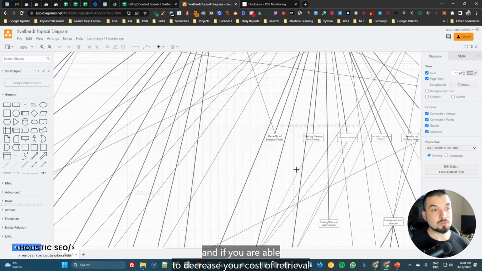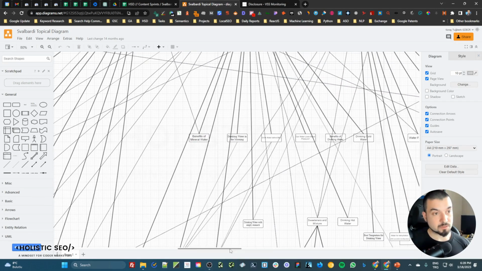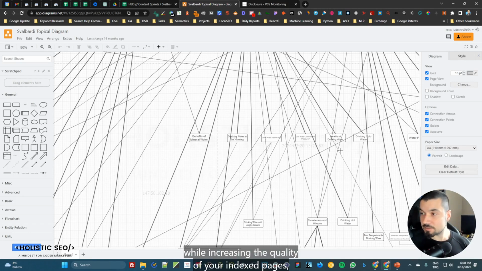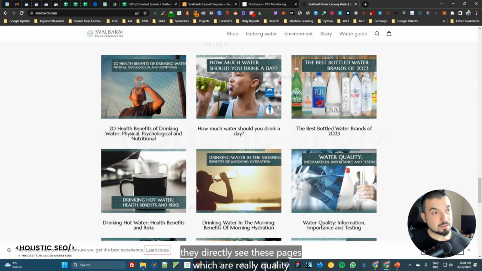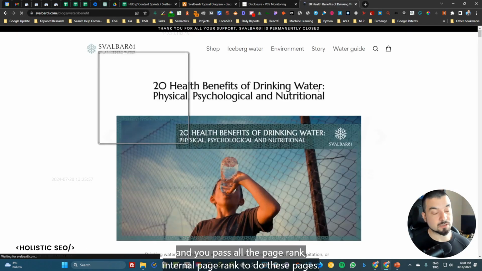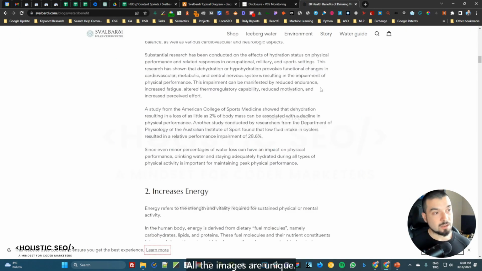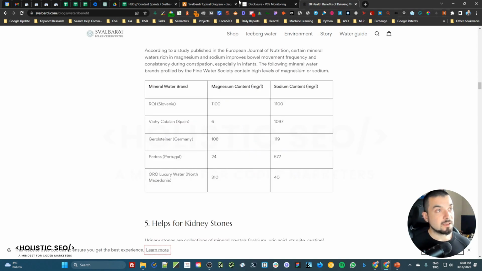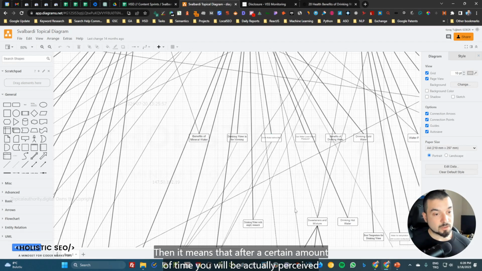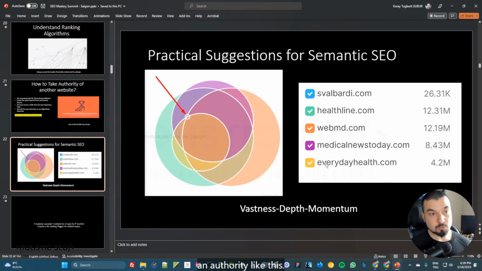And if you are able to decrease your cost of retrieval while increasing the quality of your indexed pages, and if you are able to reflect these quality pages directly on your homepage, which means whenever people come to your website they directly see these really quality pages, and you pass all the PageRank and internal PageRank to these pages, all the images are unique, and there is a really good amount of research and studies, then it means that after a certain amount of time, you will be perceived as an authority like this.